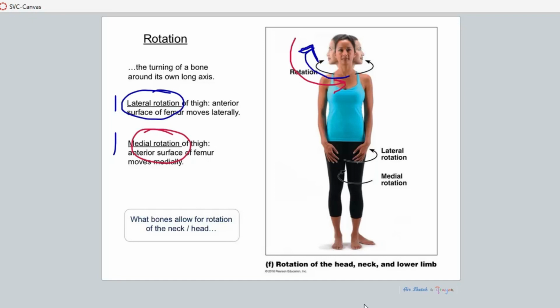Same thing goes at the hip here. So this is occurring at the ball and socket joint at the hip. Here you can see your foot is facing forward. So you can do lateral rotation, and you can see that the foot moves out, and then bring it back in. That's medial rotation, and the foot moves back in, and the whole leg moves with it.